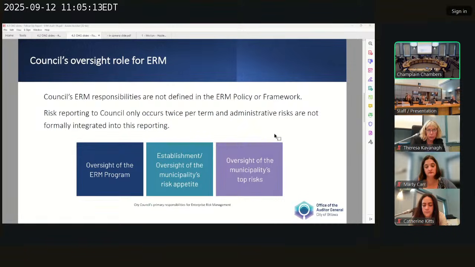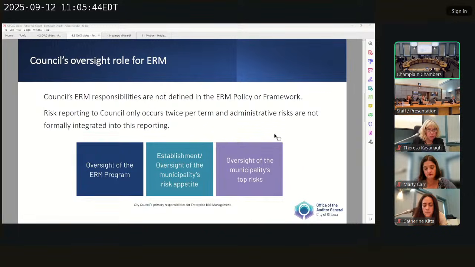As I just mentioned, during our follow-up audit, we identified a few key areas for continued improvement. Firstly, we noted that Council's responsibility for ERM were not currently defined in the ERM framework or policy, which may limit Council's ability to provide effective oversight. Best practices suggest that a governing body, such as City Council, should oversee the ERM program, help establish and monitor the municipality's risk appetite, and regularly review top risks.